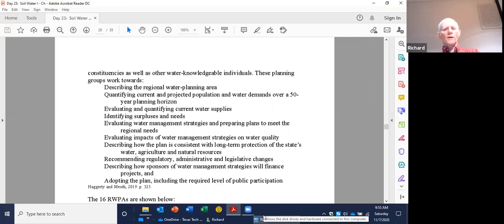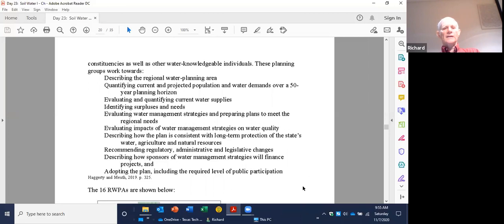They also quantified the current and projected population and water demands over a 50-year planning horizon. They evaluated current water supplies and identified surpluses and needs. Let me tell you, there were very limited amounts of surpluses. They evaluated water management strategies and prepared plans to meet the regional needs.